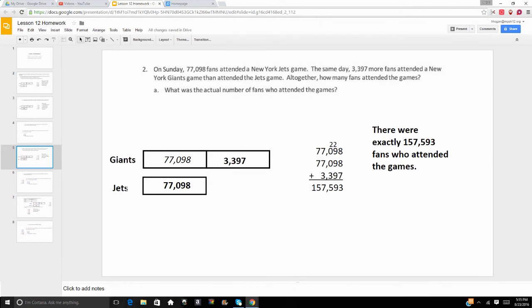So the Jets, we know, had 77,098. But the New York Giants had that amount and 3,397 more. So the tape diagram helps us see that. So we need to add 77,098 twice and then 3,397.